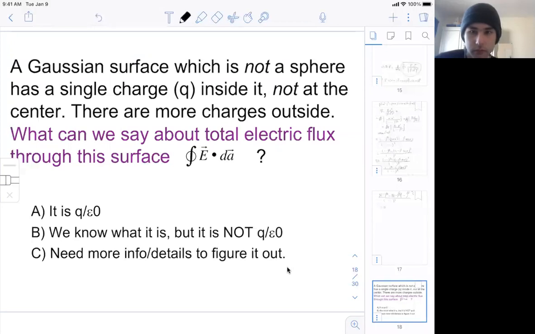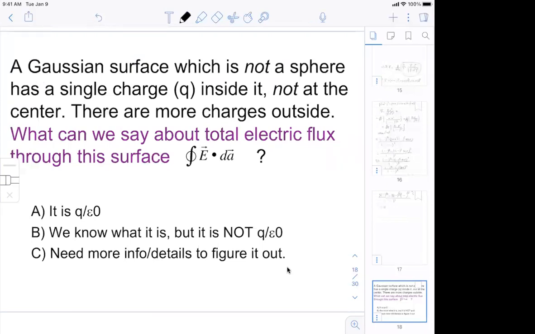Here are our results. It's asking what we can say about the total electric flux through the surface, the integral of E dot dA, and whether that is Q over epsilon naught, or maybe we need more information, or maybe it's not. Okay, so the majority of us voted for A. So what does Gauss's law say?